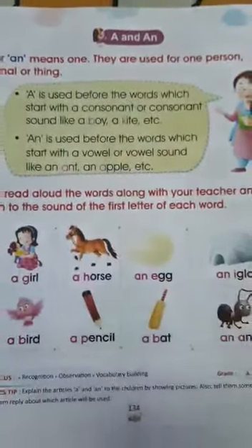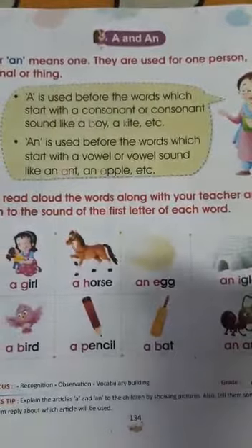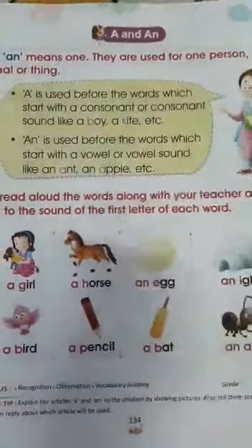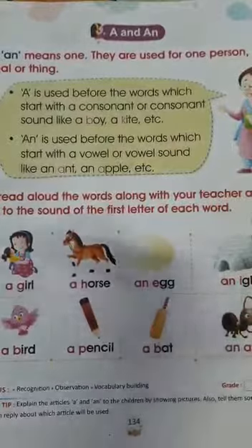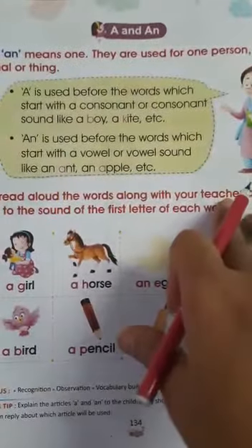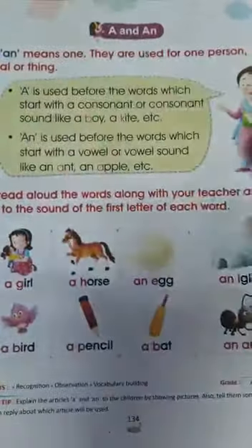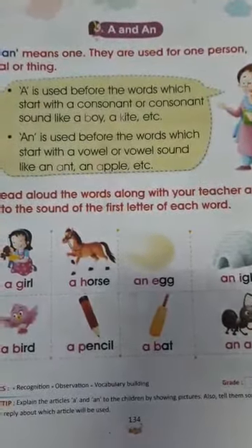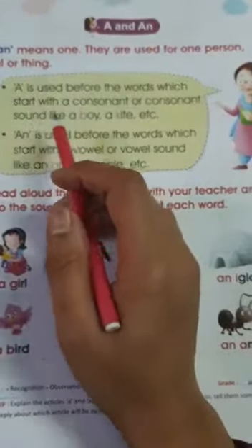In this way we will use A and An. Now An, you know the consonant, we have five vowels. Apart from the vowels, all letters are called consonants, isn't it? You know all this, I know.